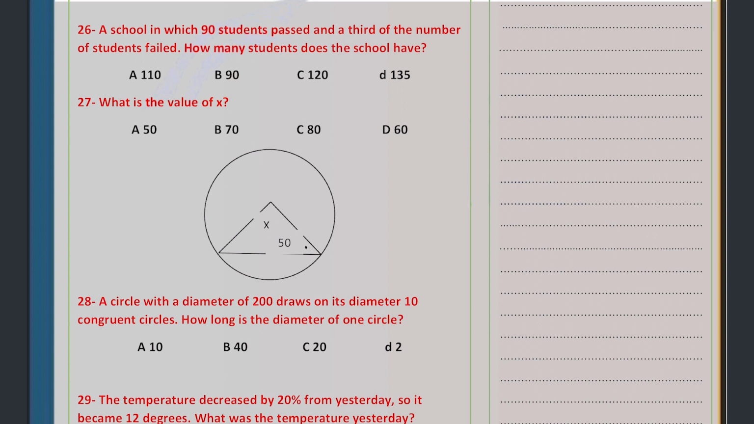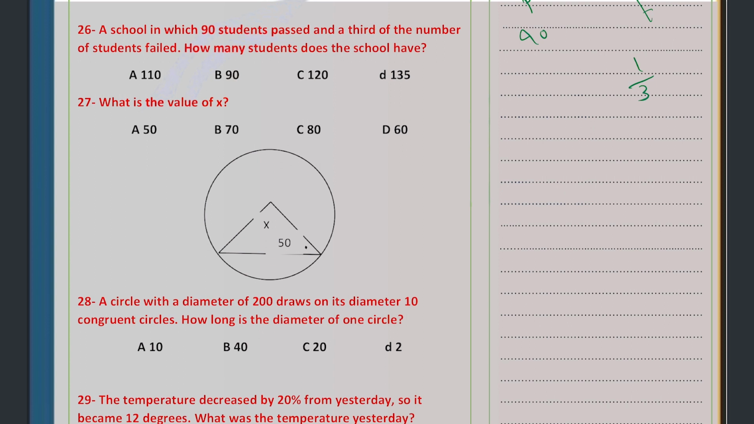A school in which 90 students passed the exams, and one third of the students failed. How many students are in this school? Okay, I told you always, I will try to take number of shares. I have one fraction which is one third. One third, okay?